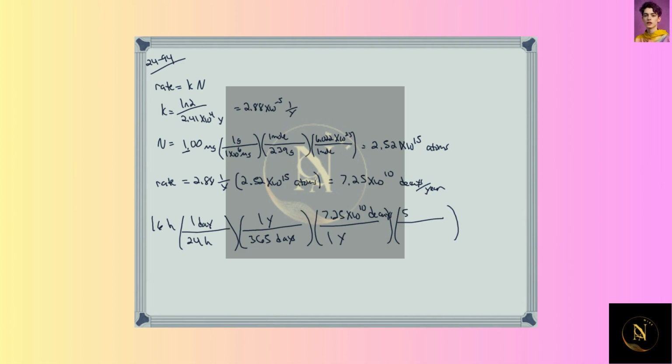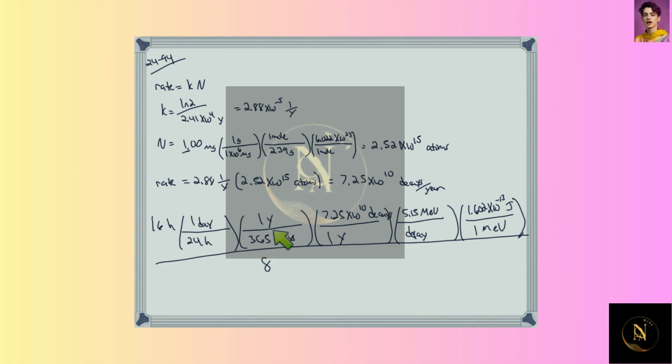Now that we know the number of decays, we can multiply it by the energy associated with each decay, which was 5.15 mega electron volts. Then we can convert the mega electron volts into joules, knowing there's 1.602 times 10 to the negative 13 joules per mega electron volt.